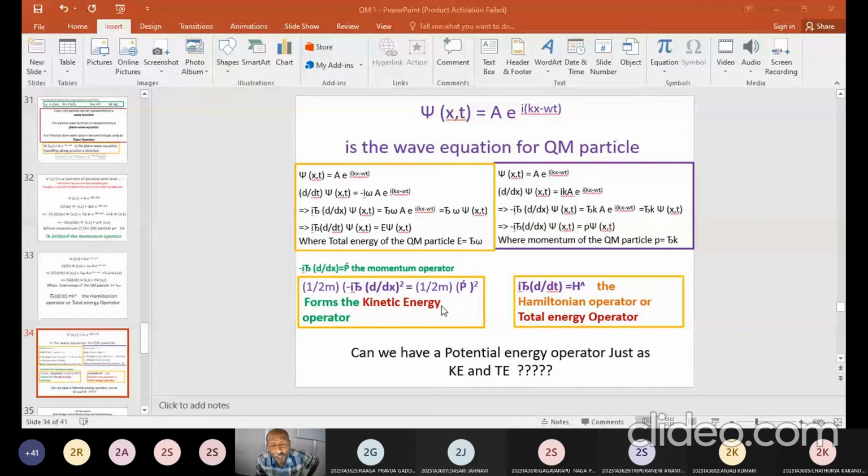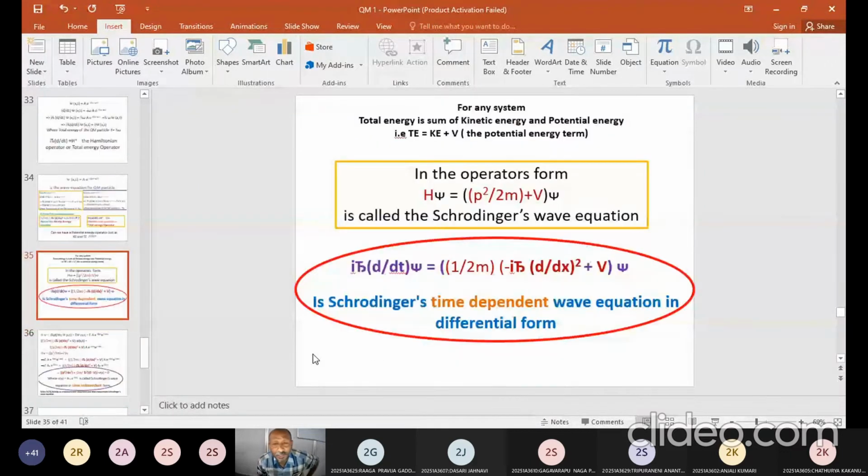So the potential energy is nothing but total energy minus kinetic energy. Total energy operator is given by this expression and kinetic energy is given by this expression. So total energy operator minus the kinetic energy operator gives you the potential energy operator. That's what I asked yesterday, and you people have answered me. Very good.